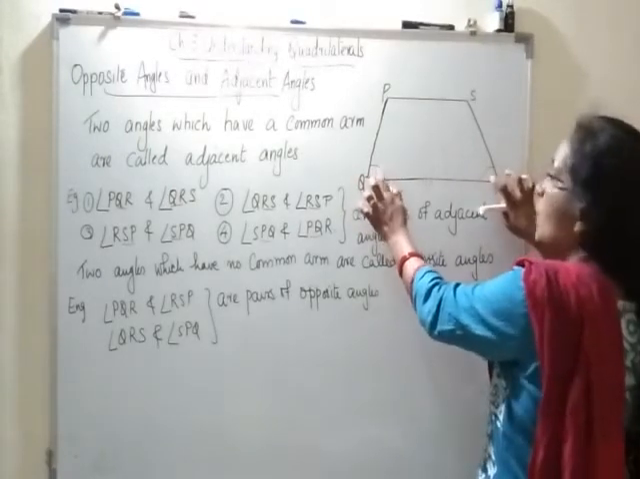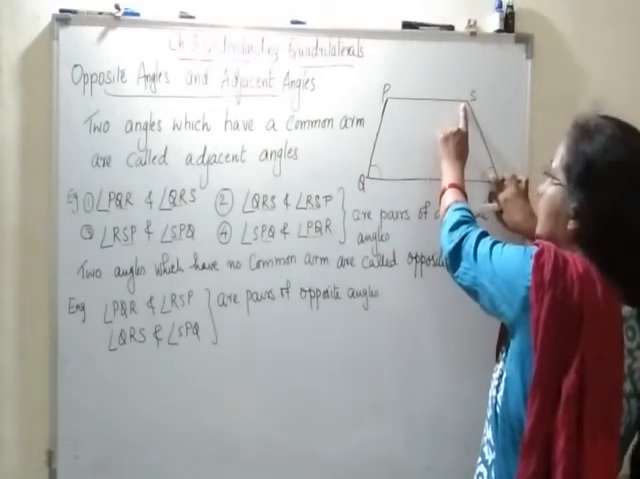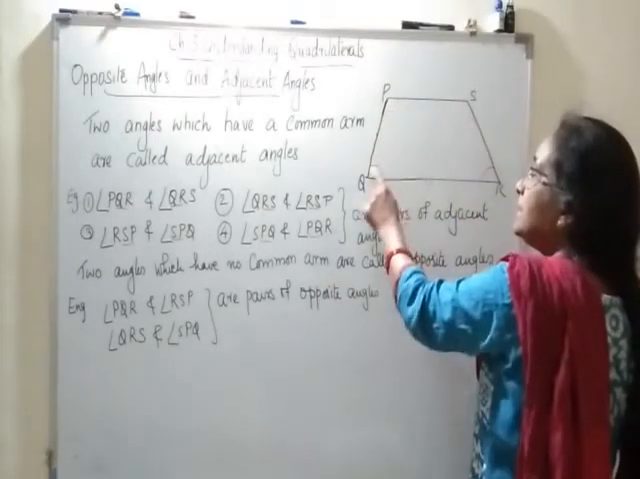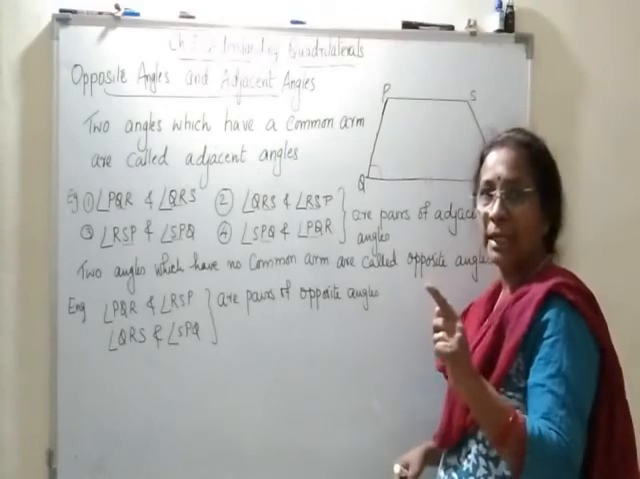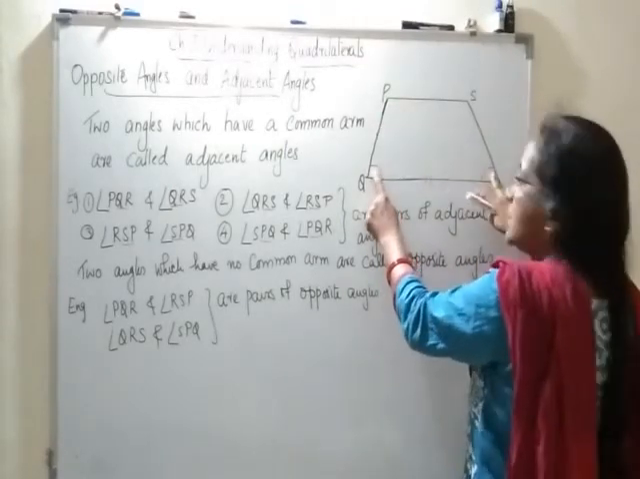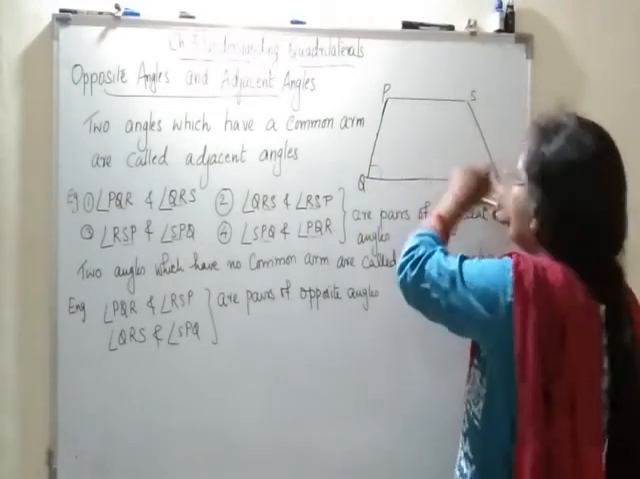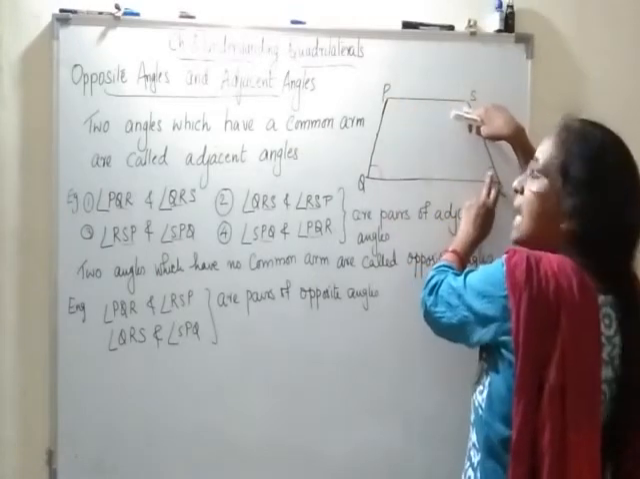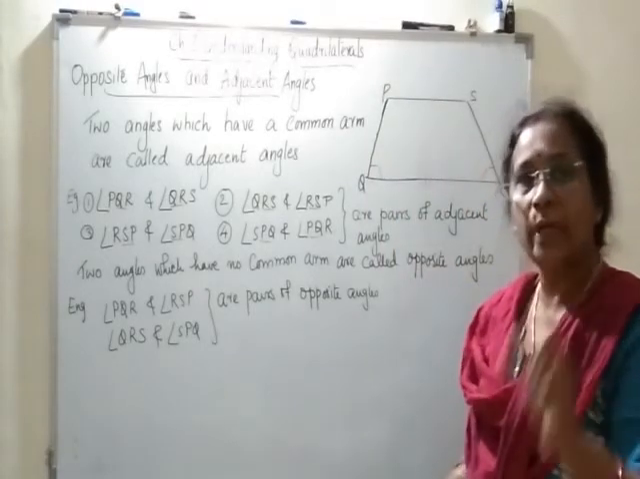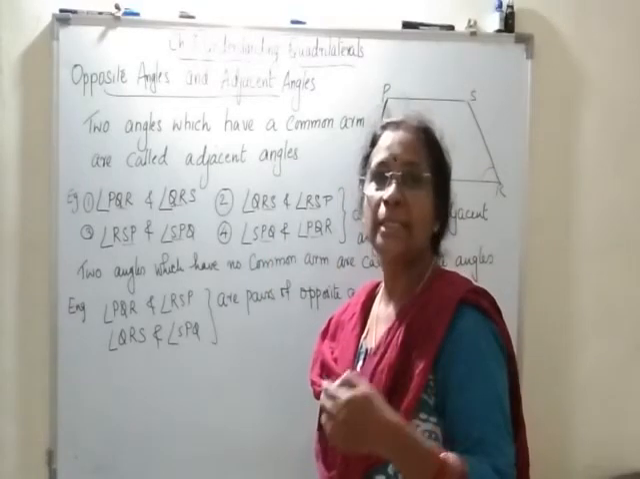That means these 2 are adjacent angles. This angle and this angle are adjacent. This angle and this are adjacent. And this angle and this angle are adjacent. Means if you take one angle, for that particular angle, for this angle, this is adjacent, this is adjacent. For this angle, this and this are adjacent. And for S, P and R are adjacent. For P, S and Q are adjacent. So for every angle of the quadrilateral, we get 2 adjacent angles.